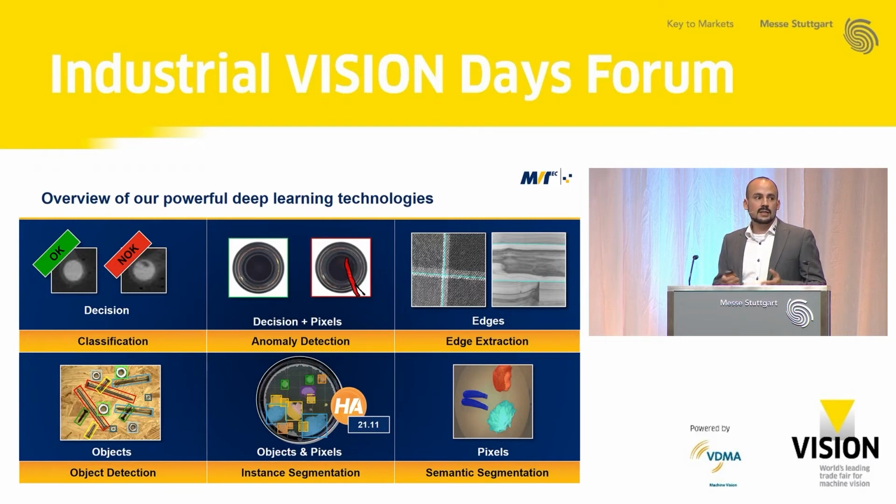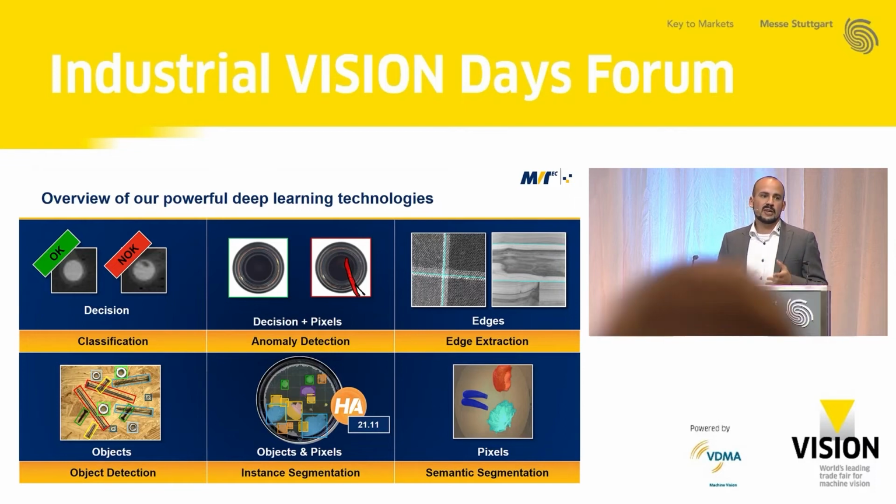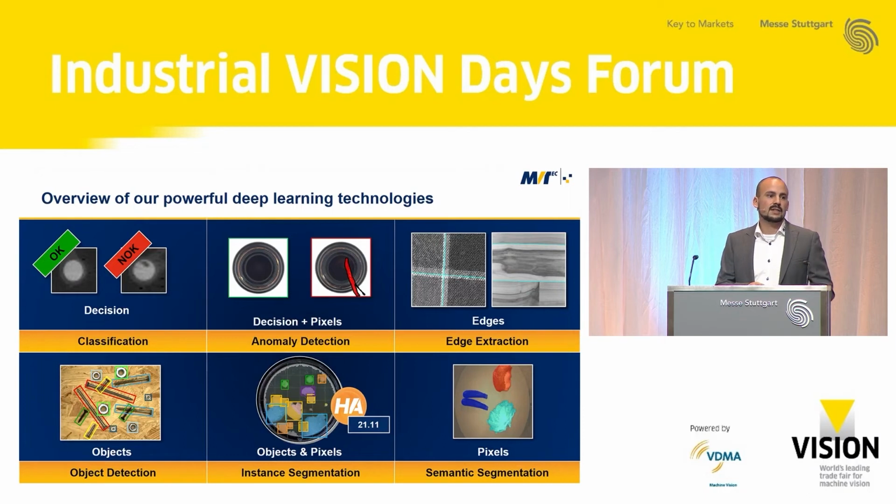We have algorithms for segmentation, especially tuned for edge extraction, as well as semantic segmentation. And the latest, the newest, will be the instance segmentation, which basically is a combination of the best of object detection as well as semantic segmentation, and gives you objects, instances, so it can be used for counting, but also gives you pixel-precise results, which can be used for further processing of your application. This instance segmentation will be released with Halcon 21.11, which will be released in November this year.